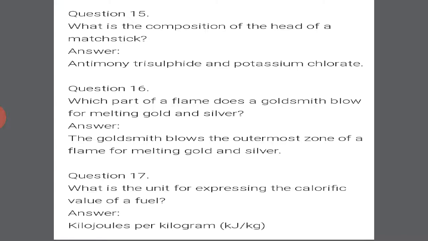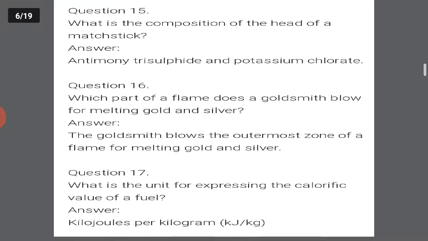Okay. Next question. What is the composition of the head of a matchstick? The matchstick is made up of antimony trisulfide and potassium chlorate. Okay. Next is, which part of a flame does a goldsmith blow for melting gold and silver? The goldsmith blows the outermost zone of a flame because it is the hottest zone for melting gold and silver.